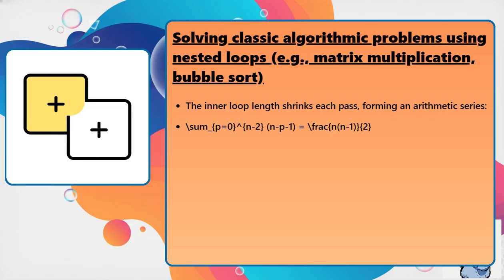The sum from p = 0 to n - 2 of (n - p - 1) equals n(n - 1)/2. Thus bubble sort runs in O(n^2) time.